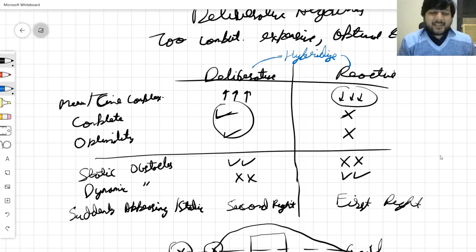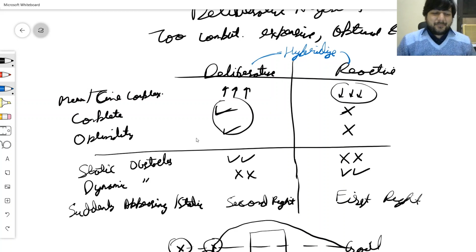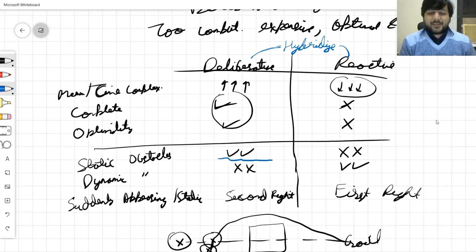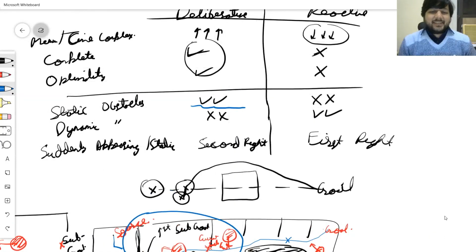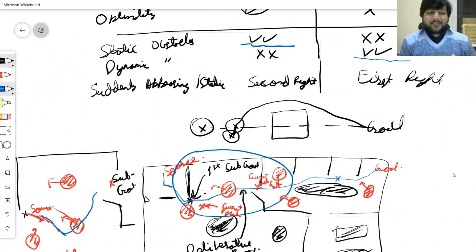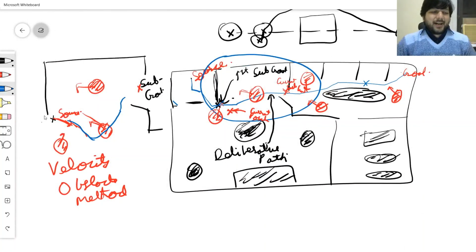And therefore, that's exactly what you see: when I fuse them, the static obstacles were handled by the deliberative trajectory, which was this blue trajectory over here. It handles all the static obstacles. The dynamic obstacles were handled by the reactive technique. So avoiding both these people and taking this path, the velocity obstacle method, or the reactive technique, was responsible for it.